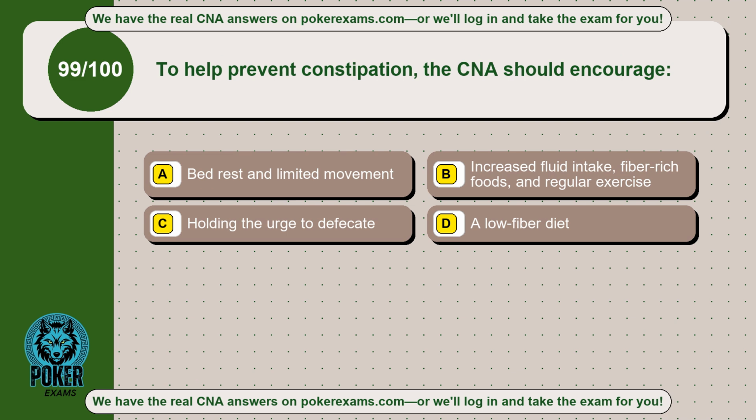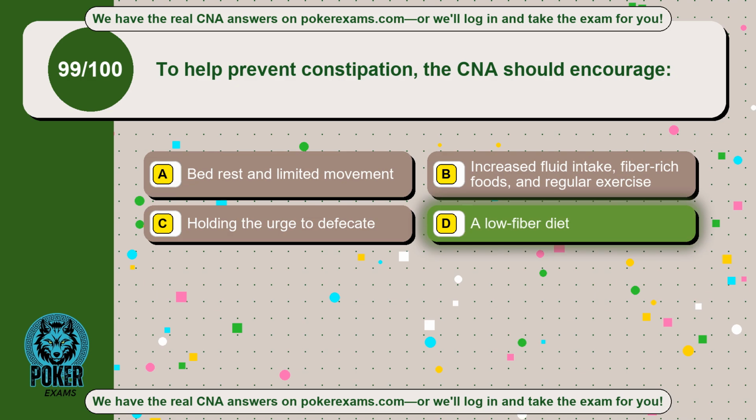Question 99. To help prevent constipation, the CNA should encourage: Option A. Bed rest and limited movement. Option B. Increased fluid intake, fiber-rich foods, and regular exercise. Option C. Holding the urge to defecate. Option D. A low-fiber diet.